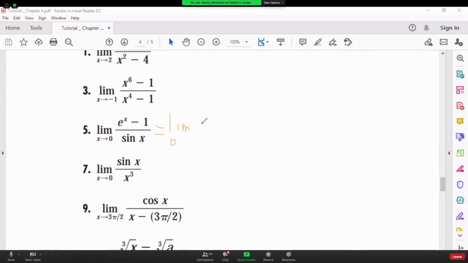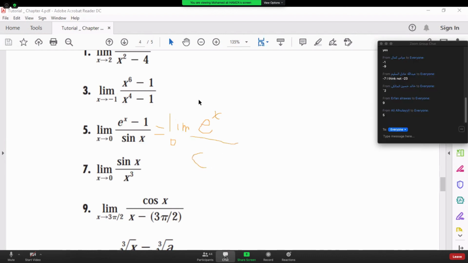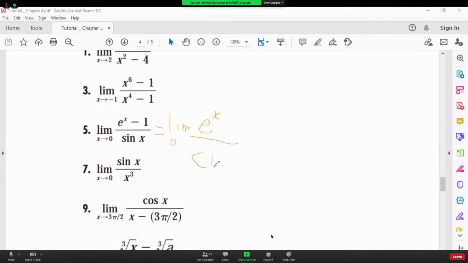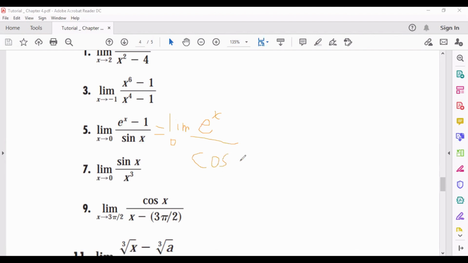Exponential x divided by, what about the derivative of exponential x minus 1? The derivative of cosine divided by cosine, because the derivative of sine is obviously cosine. Exponential x divided by cosine. Is it a hard limit now, or does it become easy? It's fine, yeah, because cosine 0 is 1.